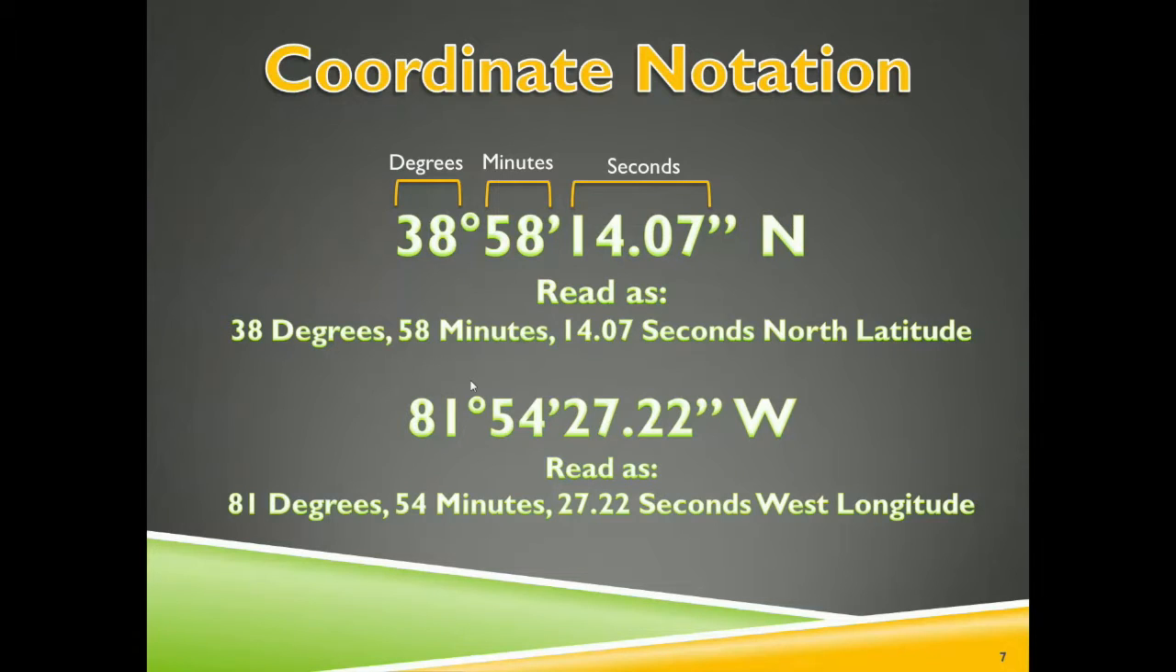Let's talk now about coordinate notation. The first number is degrees, the second is minutes, and finally seconds. This location is read as 38 degrees, 58 minutes, and 14.0 seconds north latitude. Similarly, the second location is read as 81 degrees, 54 minutes, 27.22 seconds west longitude.